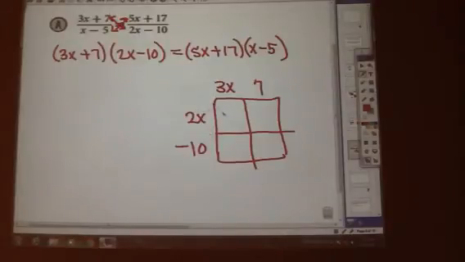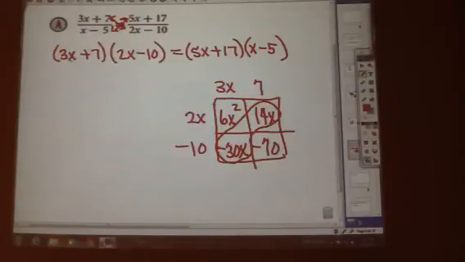3x times 2x is 6x squared. 7 times 2x is 14x. 3x times negative 10 is negative 30x. And 7 times negative 10 is negative 70, and then you would add like terms to get this equation here.